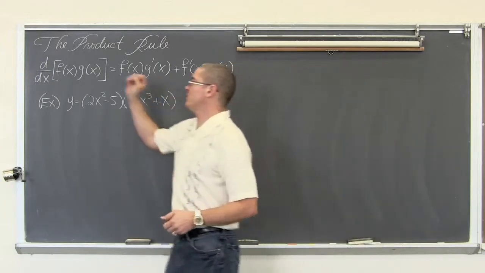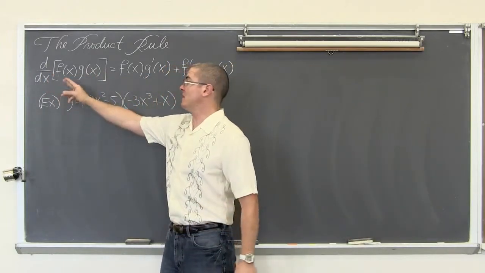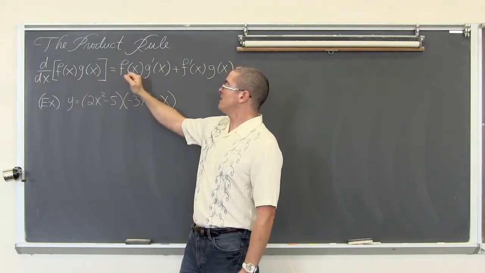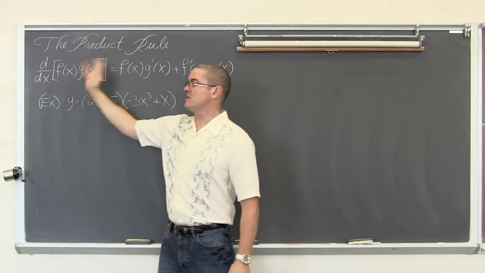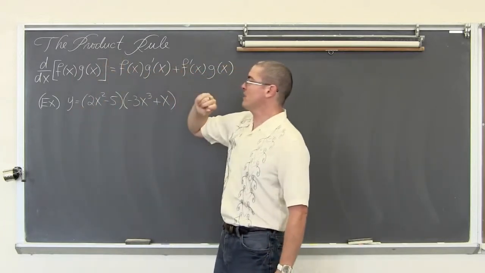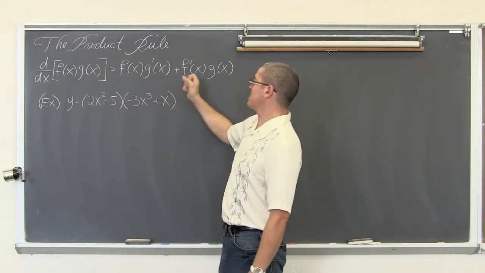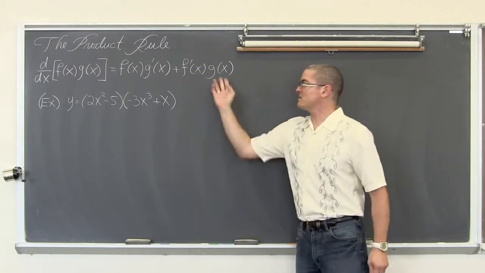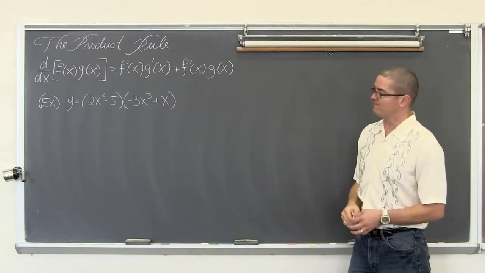When you want to find the derivative with respect to x of two functions multiplied together, it is equal to the first function, or factor since these are multiplied together, times the derivative of the second function plus the derivative of the first function, or factor, times the second factor, or function.